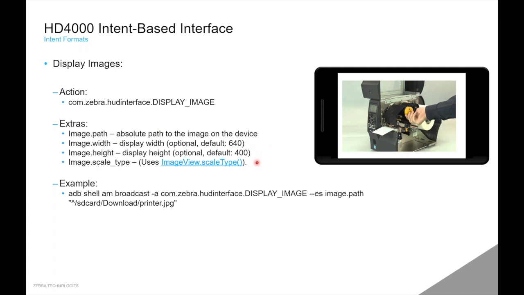And you can also override the width, height, and scale type. These default to 640 by 400, which is the full size of the HUD screen, and the scale type falls back on fit underscore XY. So you can override those values if you like. This is an example of how you would call this intent. I just passed through the full path of the image that I want to display, and then this is what you would see on the HUD itself.